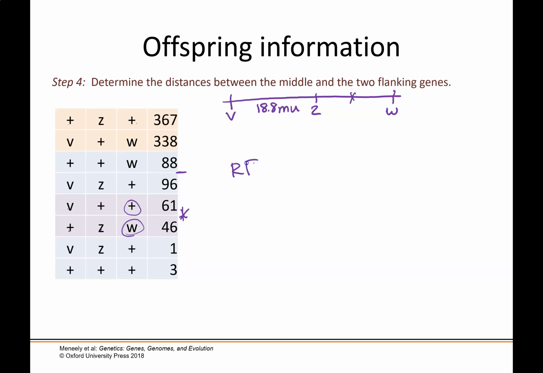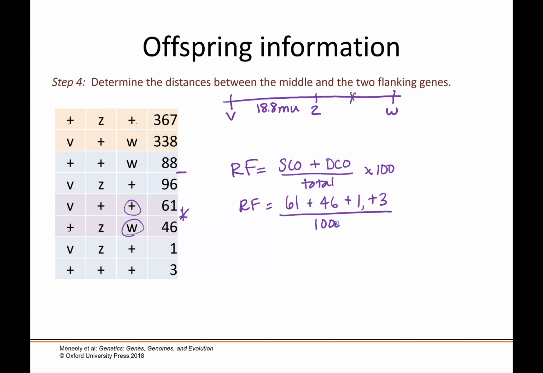So again, we're going to do the recombination frequency. That's going to be the single crossovers for that gene plus all the double crossovers, divided by your total times 100. So recombination frequency is going to be 61 plus 46 plus 1 plus 3 divided by 1,000 times 100. So recombination frequency is going to be 11.1, which means these genes are located 11.1 map units apart. So these guys are 11.1 map units apart.